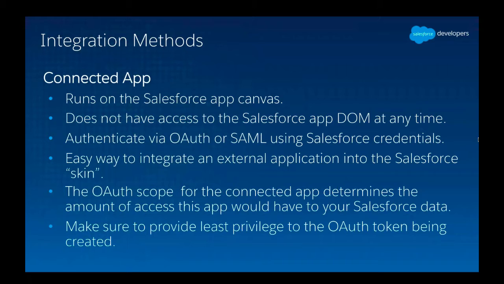You can provide authentication via OAuth or SAML using the Salesforce credential. So it's an easy way to integrate an external application within the Salesforce app canvas without any kind of security risk, so to say. The OAuth scope, the one that you're going to use to authorize your application, determines the scope that that external application has access to.